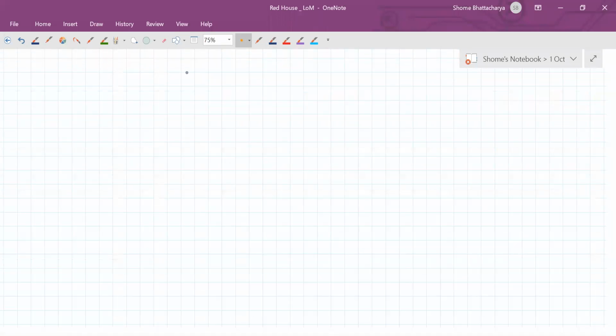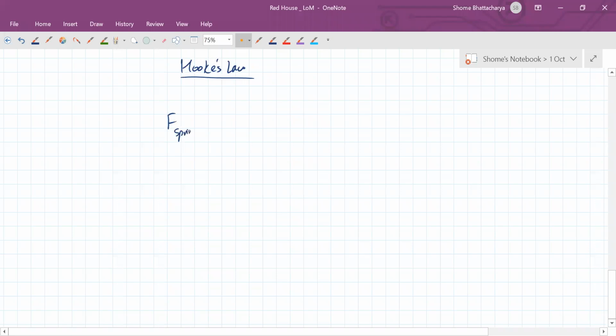So Hooke's law: the restorative force applied by the spring. This is a 1D equation. Instead of writing it as minus kx i cap, where i cap is along the axis of the spring, instead of that, we are writing it like this.